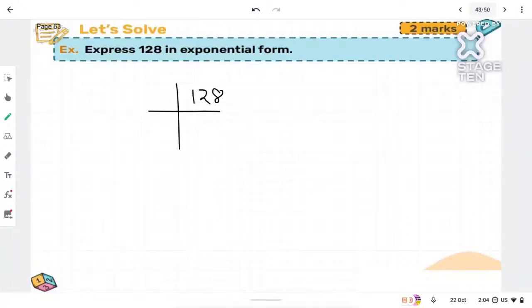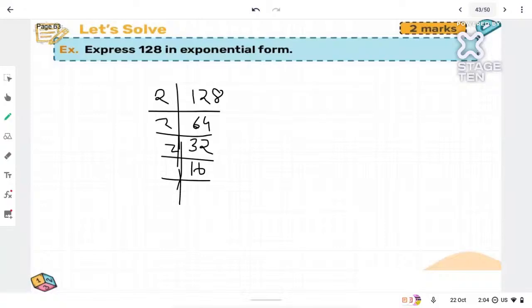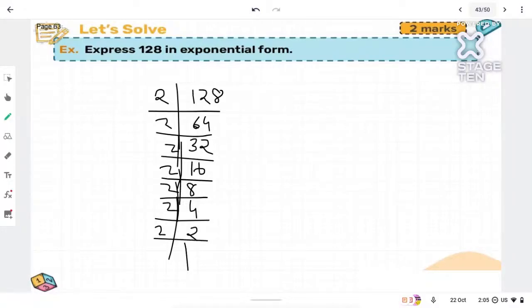Let's solve it. First, I'll take 2. I will get here 64. Correct? Then again a 2. I will get here 32. Isn't it? Then again a 2. I will get here 16, correct? Again, one more 2, I will get 8. Then 2, I'll get 4. Again, a 2, I will get one more 2, and 2 will give me 1. So, how many 2's are there? 1, 2, 3, 4, 5, 6, 7. So, yes, 2 raised to 7 is the answer.